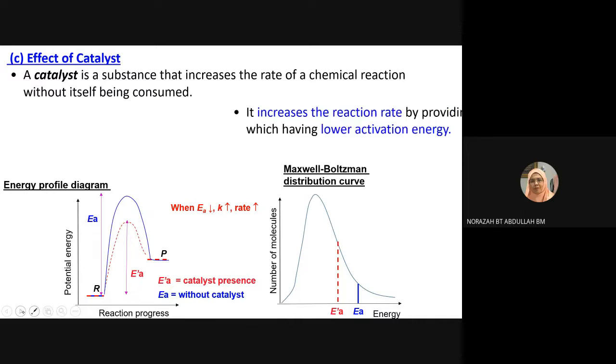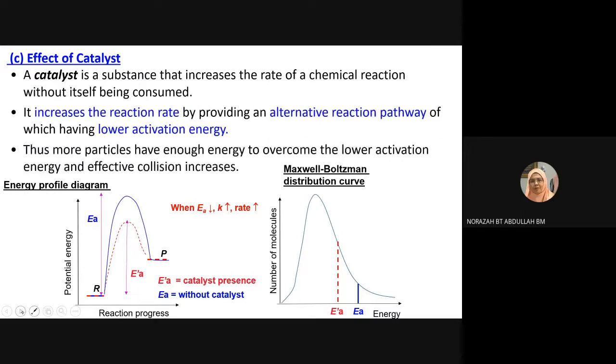Okay, the effect of catalase. Ni kena careful sikit, the effect of catalase. So what is a catalase? Catalase is a substance that increase the rate of chemical reaction without itself being consumed. So catalase will not be finished. It can be recycled back. It increase the rate. How it increase the rate?